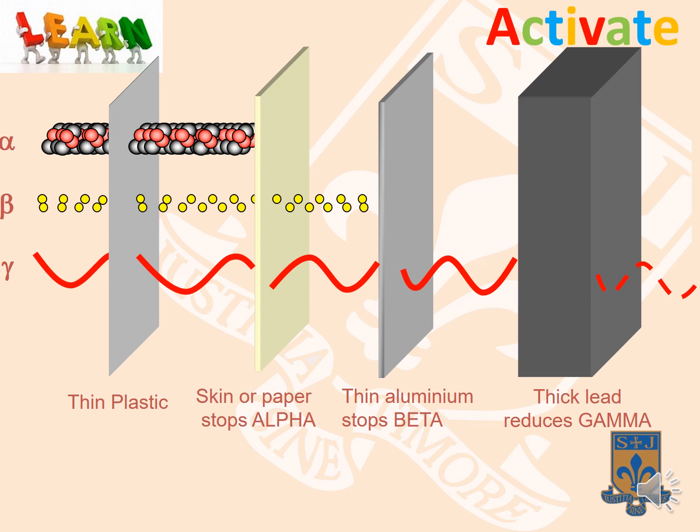One other thing you'll notice is that we use Greek letters to represent our 3 types of radioactive decay. The Greek letter alpha, the Greek letter beta, and the Greek letter gamma.